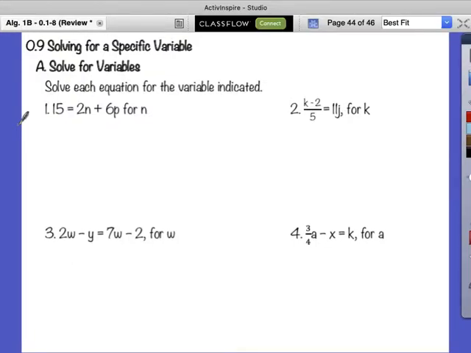All right. Algebra 1B. On Wednesdays, we wear pink. Okay? Yeah. September 9th, 9-9.